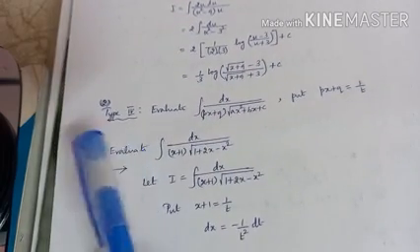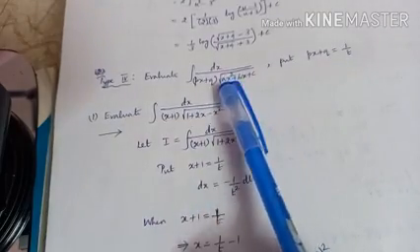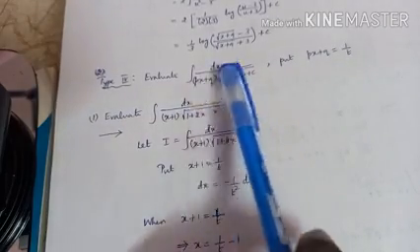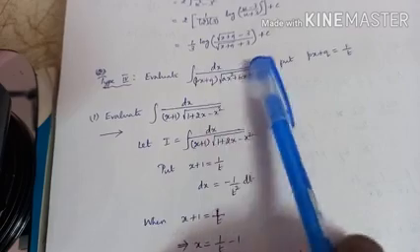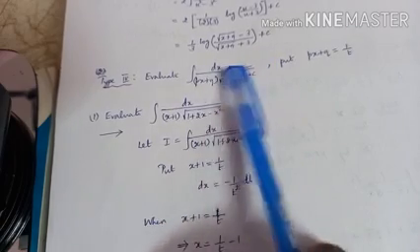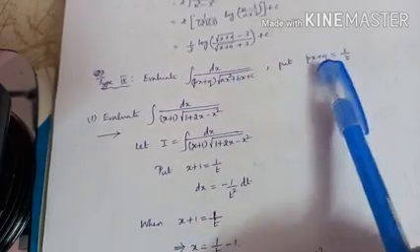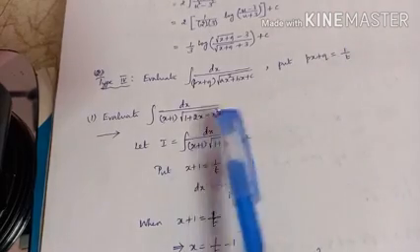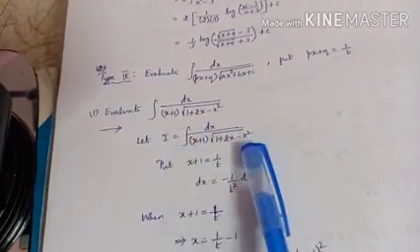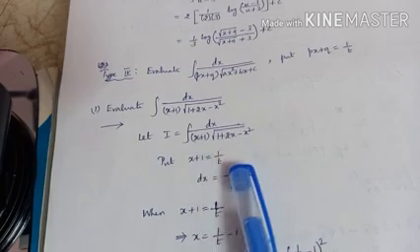Next comes type 4. Here you can see it is the integral of dx by (px plus q) into square root of a quadratic factor. So here the substitution is: put px plus q equal to 1 by t. First consider I equal to the given integral. Px plus q is x plus 1 here, which is equal to 1 by t.